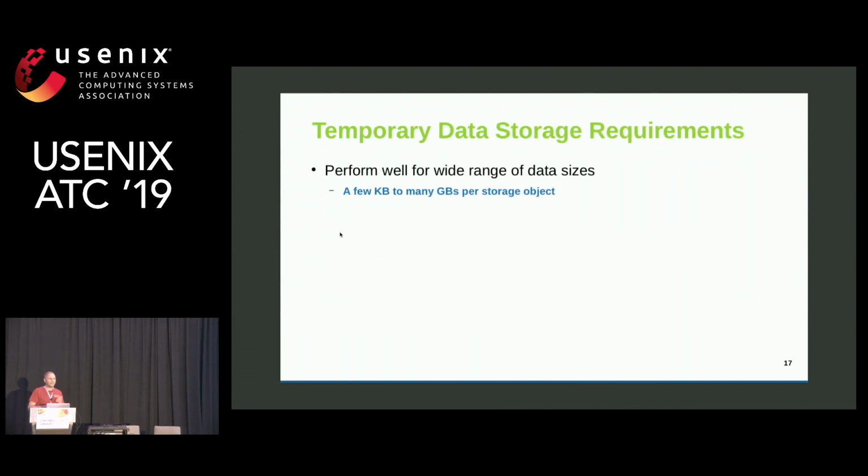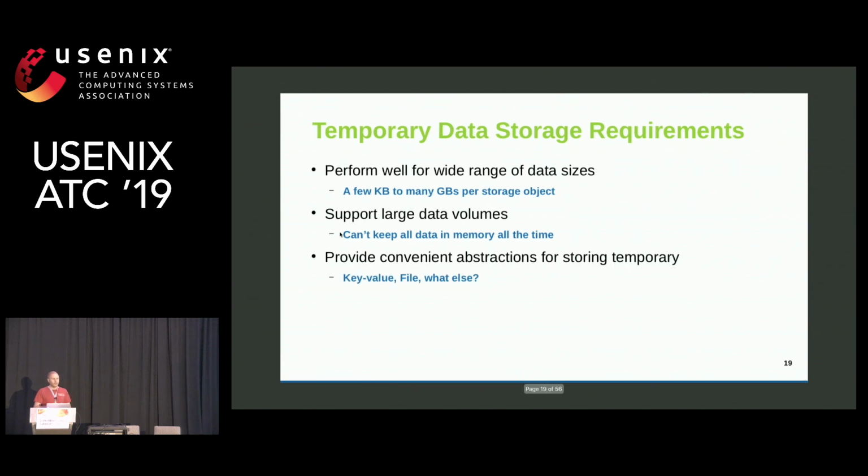So the need to perform well for a wide range of data sizes put us on new ground, where we said, okay, let's build something new. And once we are about to build something new, let's ask ourselves what other requirements we need to fulfill. First, we need to support large volumes of data. Shuffle data can be as large as the input data, so clearly a purely in-memory approach is not cost effective. We also need to think about the abstractions we want to provide to the data processing framework.